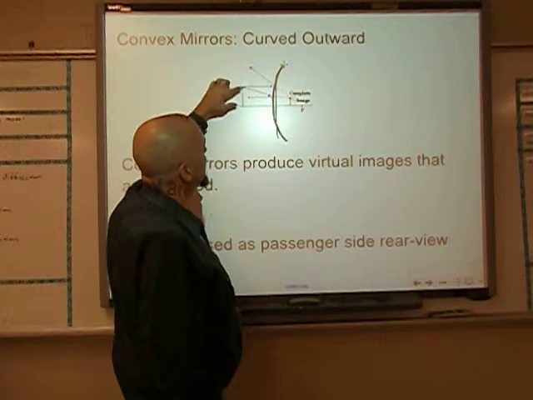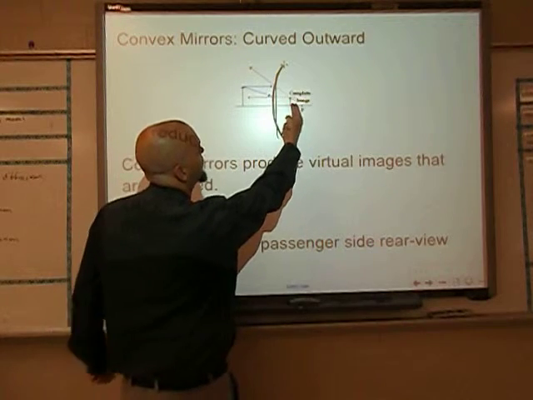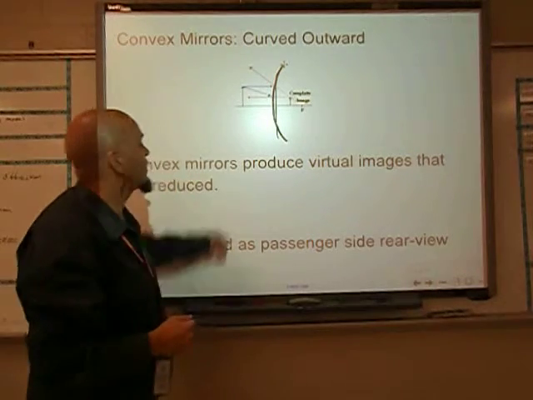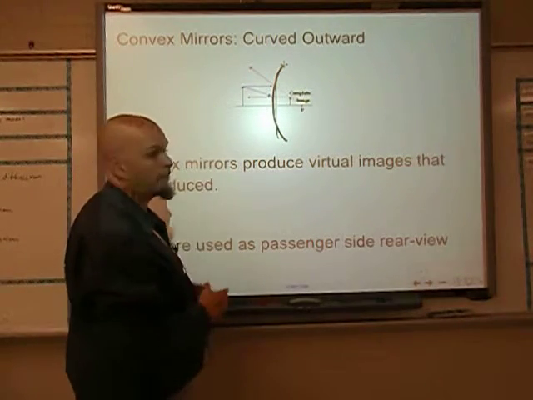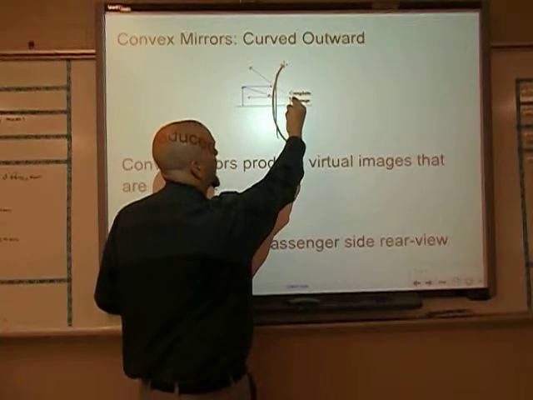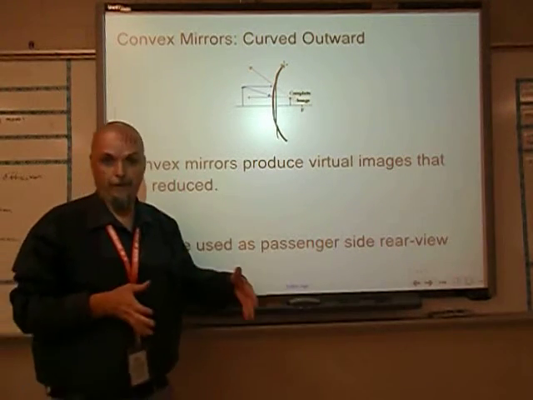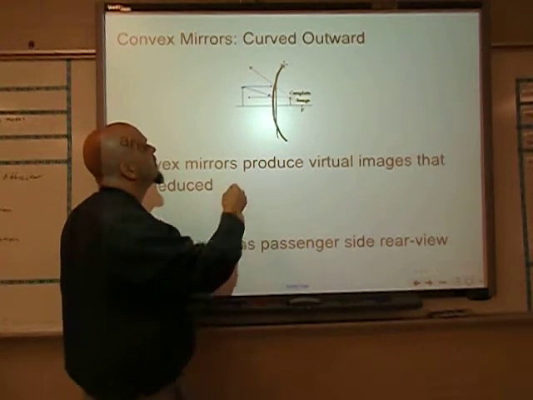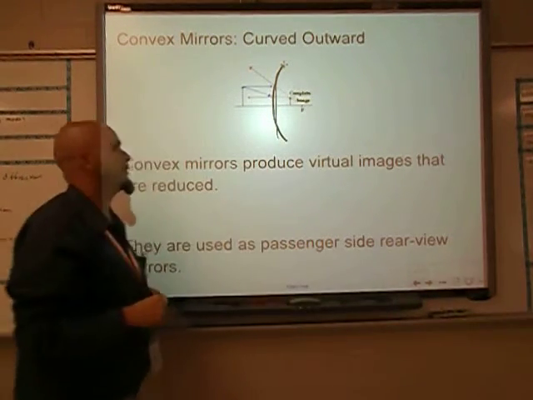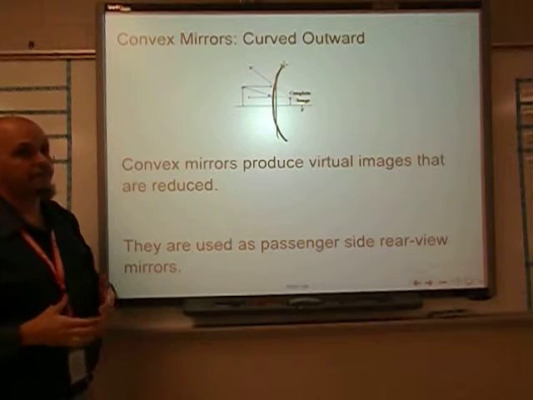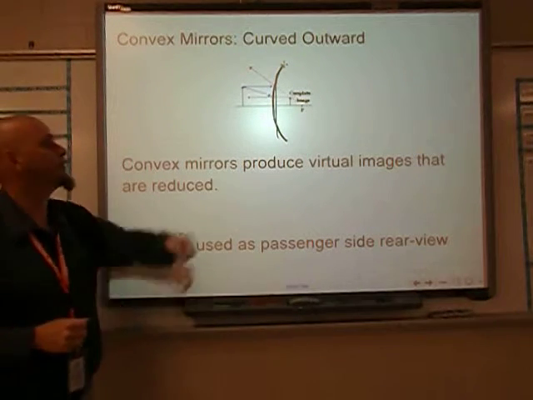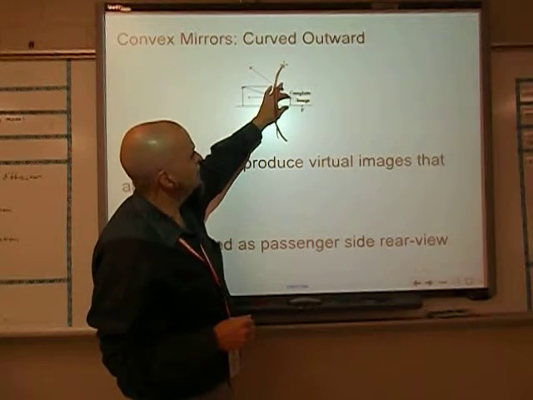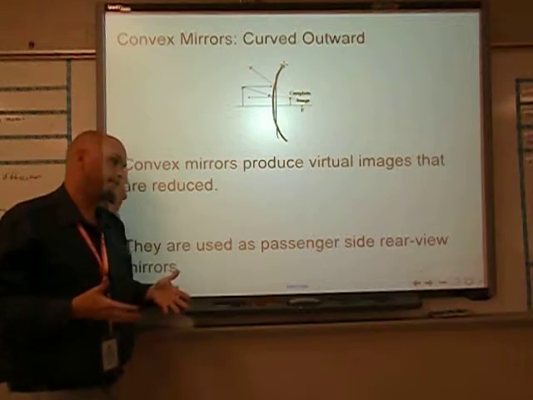So here's my real object here. Here's my image over here. The image is behind the mirror. My arrow is pointing up on this side for my real object. My arrow is pointing up on my image as well, so it is upright. It would be reversed left to right. But note here there's a size difference between the two. In a convex mirror, the image is reduced. So this is the size of my original object. That's the size of my image. My image is smaller than the real thing.